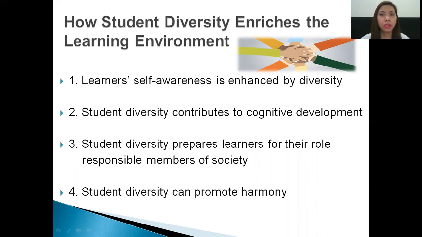Second, student diversity contributes to cognitive development because it brings different points of view and varied approaches to the learning process. Third, student diversity prepares learners for their role as responsible members of society because the classroom becomes a public place where community can be practiced. Fourth, student diversity can promote harmony, especially when students are encouraged to interact and collaborate with one another on learning tasks that emphasize the unity of effort while capitalizing on their diversity of backgrounds.